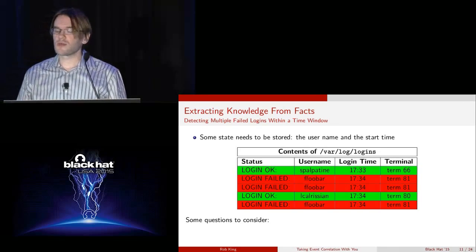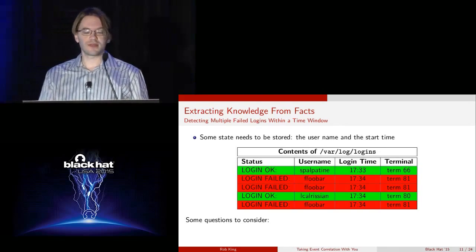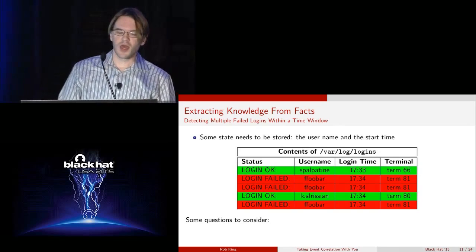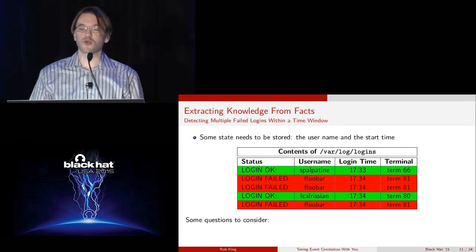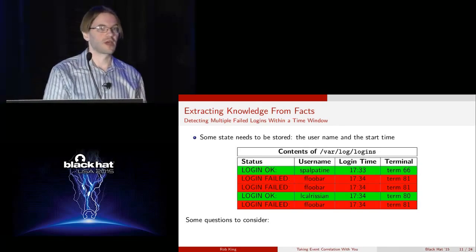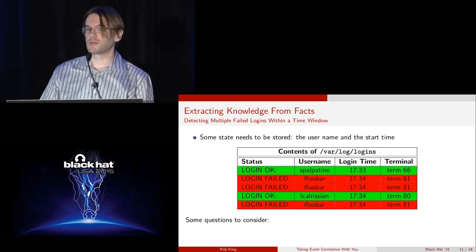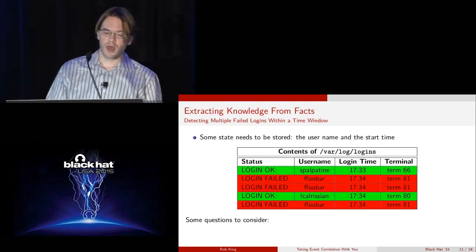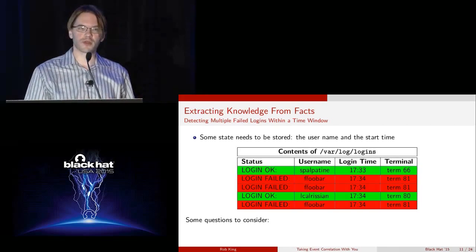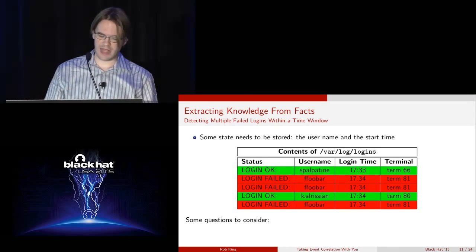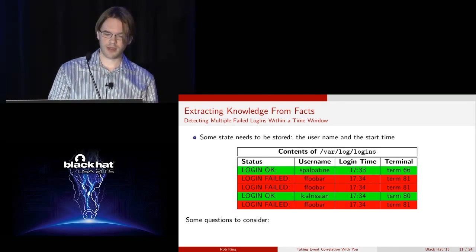And suddenly that makes things much more complex, right? And this isn't the end. It gets more complex than this. But immediately we have to deal with the fact that we're storing state, right? We have to store the username. We have to store the start time. We have to store our current count. So it's suddenly a little bit more than just watching a stream of events go by. We have to maintain some state on the back end.